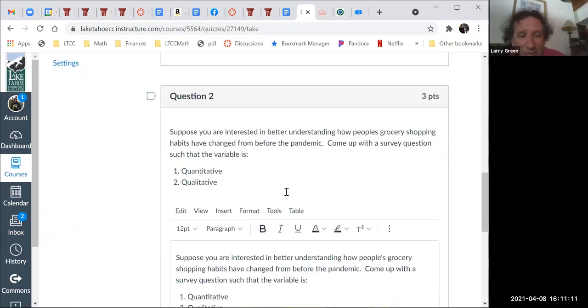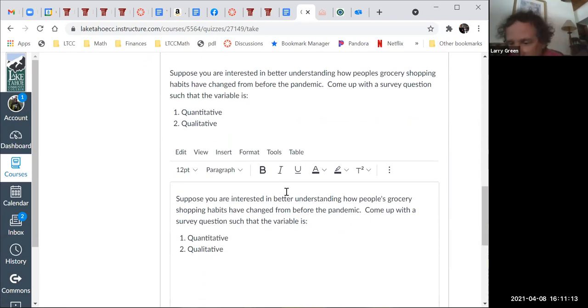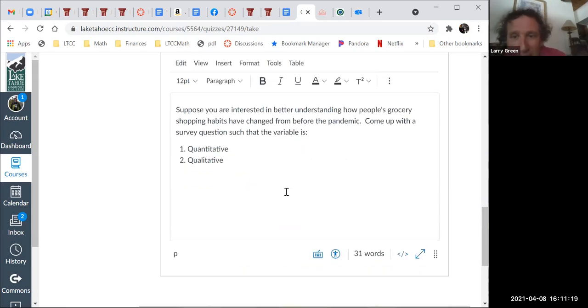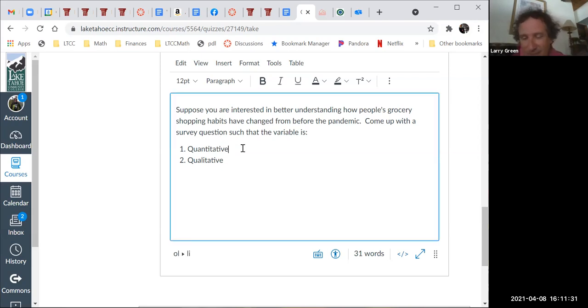Let's go to question 2. Question 2 is shorter, by the way. Suppose you're interested in better understanding how people's grocery shopping habits have changed from before the pandemic. Come up with a survey question such that the variable is, so 2 questions. First, quantitative. Who can come up with a survey question so the variable is quantitative? It's really easy. There's a lot of different questions you could ask.